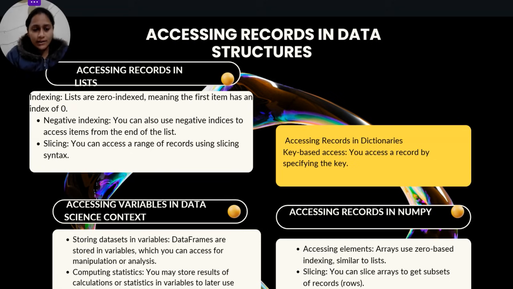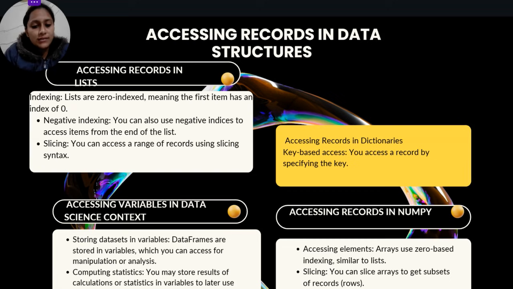Now, accessing records in a list. First is indexing. Lists are zero indexed, meaning the first item has an index of 0. Second is negative indexing. You can also use negative indexes to access items from the end of the list. Third is slicing. You can also access a range of records using slicing syntax. Now, how to access records in dictionaries? Key-based access. You can access a record by specifying the key.